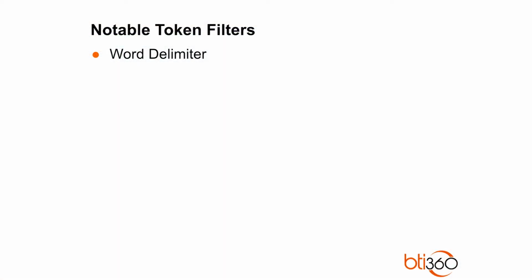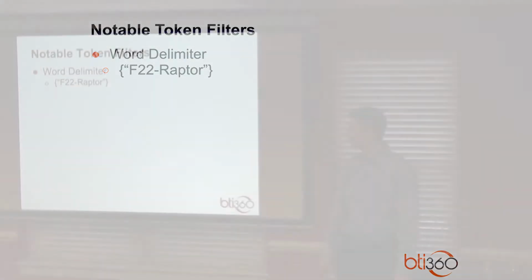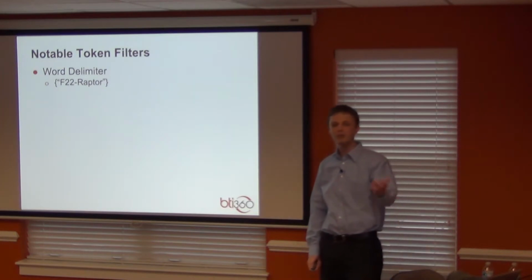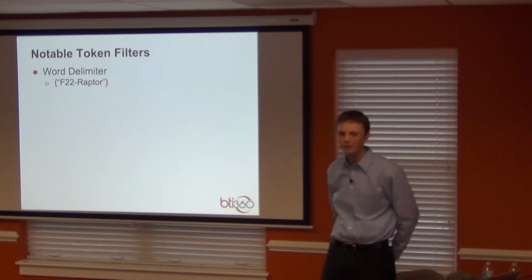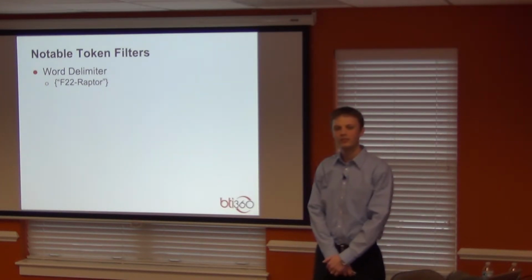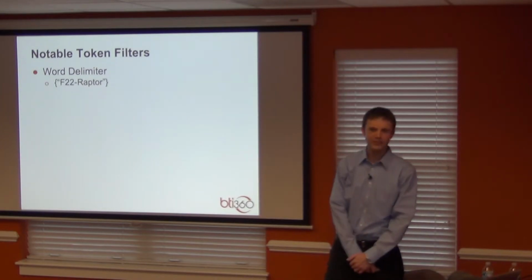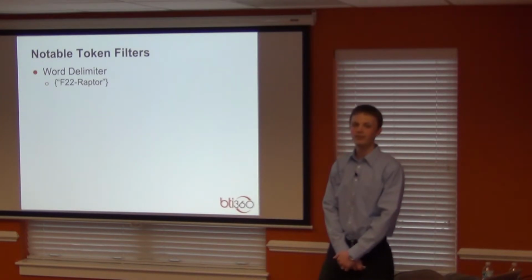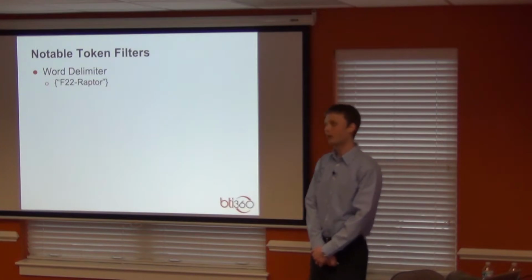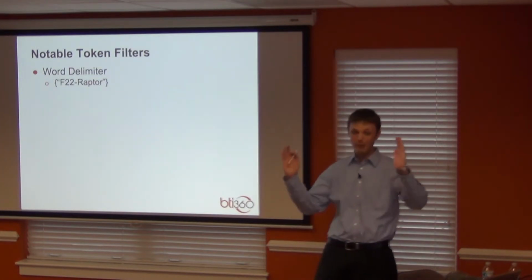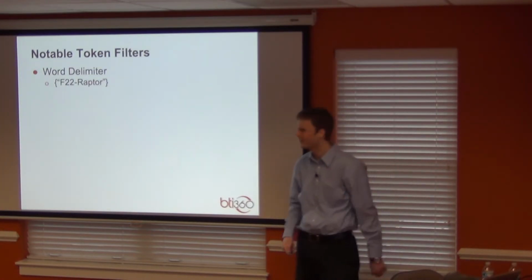All right, so next is word delimiter. All right, so this one's interesting, right? This is my favorite airplane, the F-22 Raptor. That is an awesome airplane. But these signatures are actually somewhat confusing. So how would somebody want to search on F-22 Raptor? Would F-22 make sense? Would F-22 space Raptor make sense? Would F-22 Raptor all concatenated together make sense?